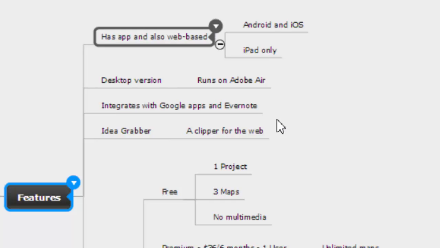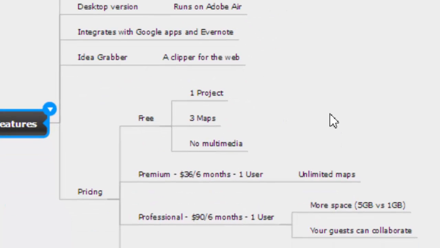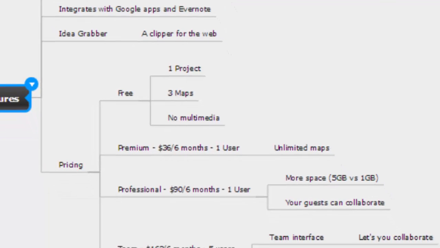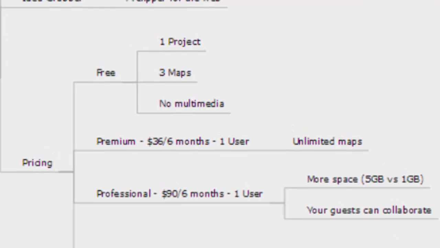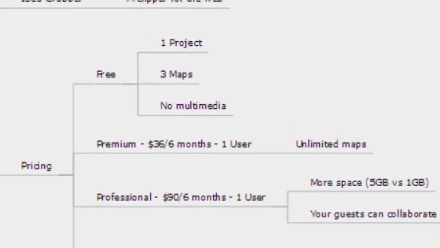Now I'm going to talk a little bit about the pricing structure. I'm just going to go up a little bit here. There we go. There are 4 pricing structures, including the free option. The free version lets you have 1 project, which is more just an overall categorization tool, 3 maps within that, and it also doesn't let you add any multimedia to it.